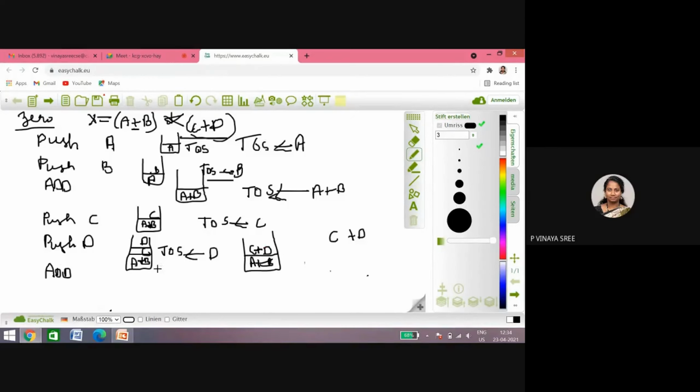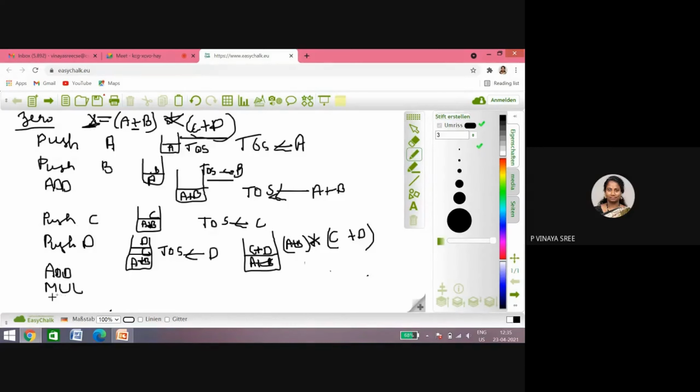Next, what operator is there? Multiplication. So again a mul. Mul means again the top two elements will be popped from the stack. We have on one side C plus D and an operator mul, and you will be having A plus B. You will be performing the multiplication of A plus B and C plus D, and the result will be pushed into the stack. Now the last step is what? The result has to be placed in X.